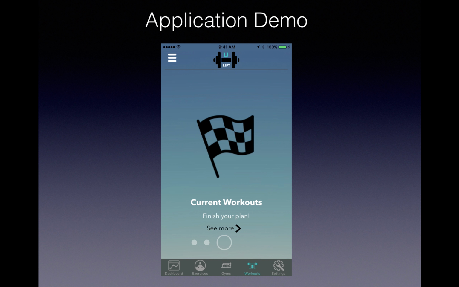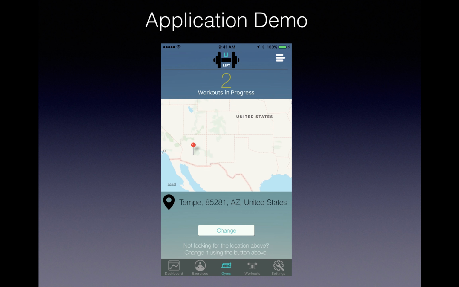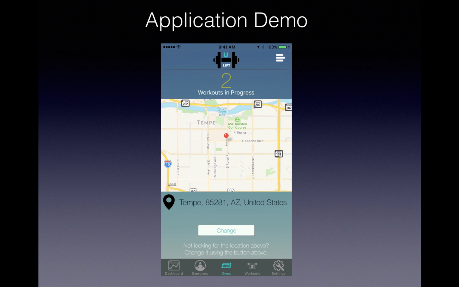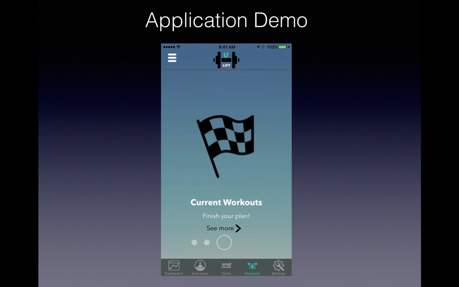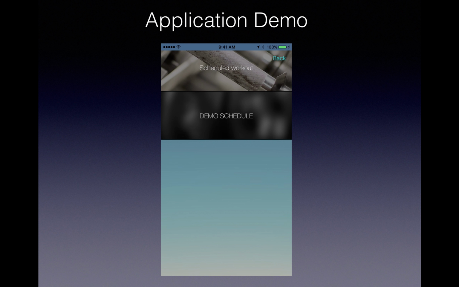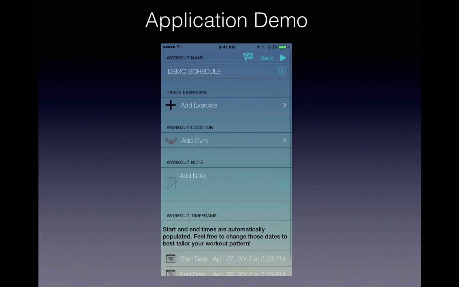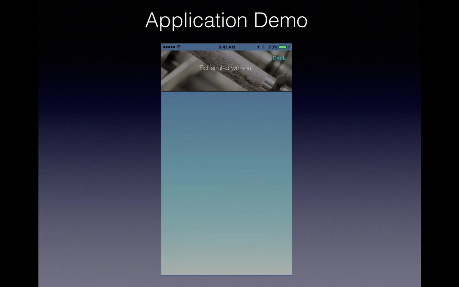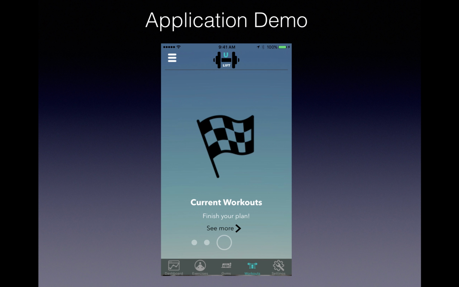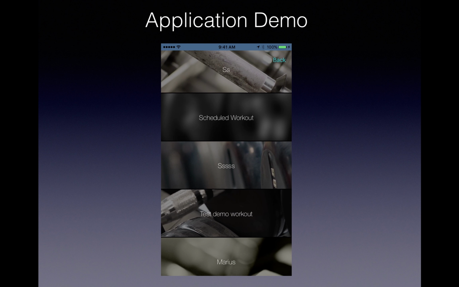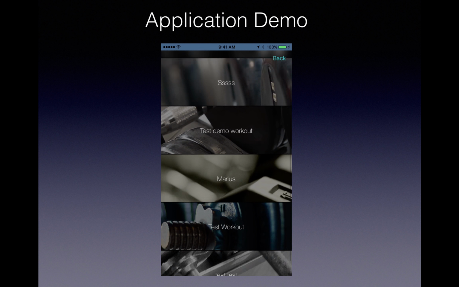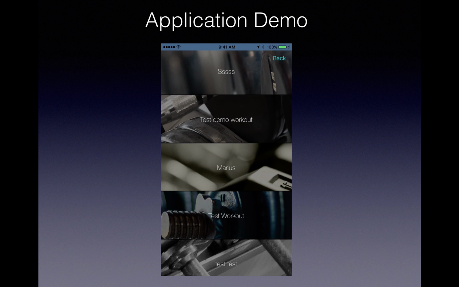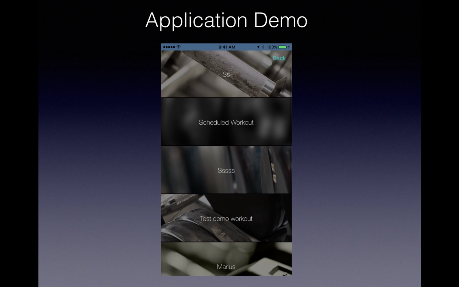Now if we go back and we go in the gyms tab, pretty much the workouts in progress are two, because in the workouts controller and in the workouts list, I have two workouts that I'm currently working on. So I can finish the demo schedule, let's say, and I want to finish that. And as you can see, that's successfully finished, removed from the current workouts list. And if you go on the completed workouts list, as you can see here, the test demo workout has been successfully completed.